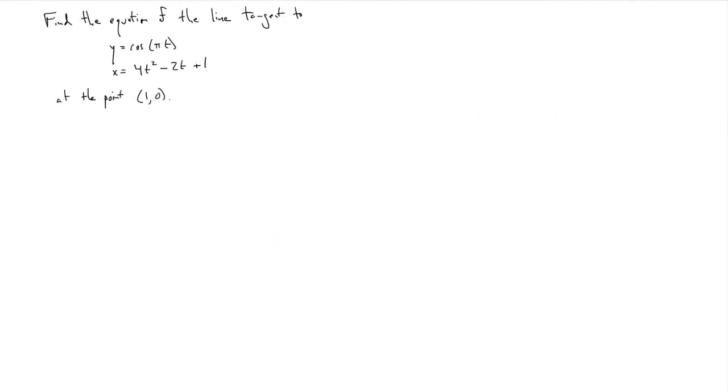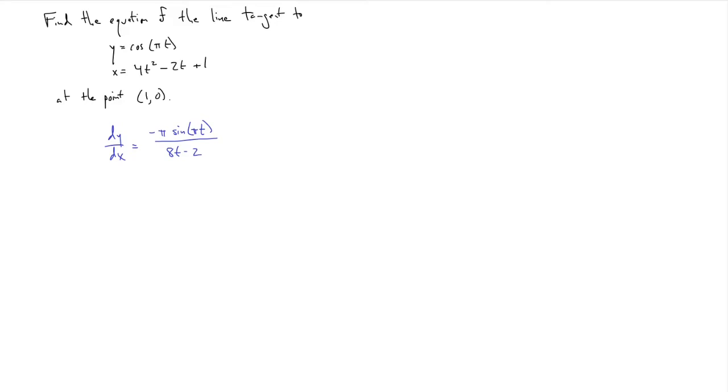Let's do one more. We'll find the equation of the line tangent to y equals cosine of pi t and x equals 4t squared minus 2t plus 1 at the point (1, 0). Finding the derivative is once again the easy part. dy/dx is just dy/dt over dx/dt. You have to be a little bit careful computing dy/dt. It's a chain rule problem. And you get negative pi times the sine of pi t all over 8t minus 2.